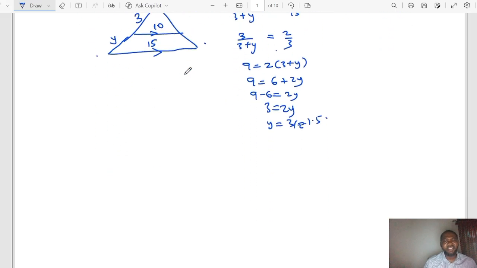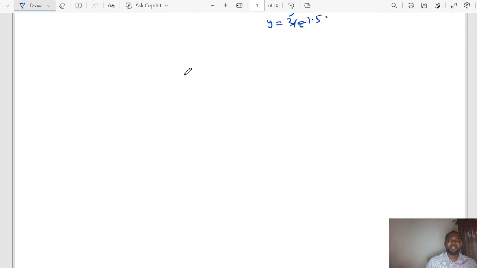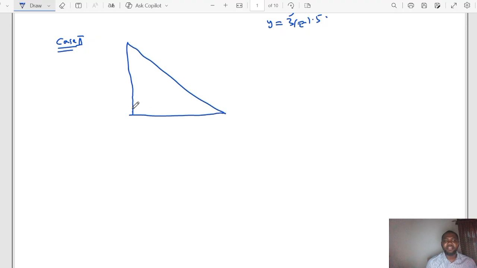Now the second case is similar to the first case. I'm going to call that case number 2. This one has to do with two right-angled triangles that are similar. So you see a shape like this, and you're told that this is a right angle, and you see a line parallel to this, and this is a right angle. Now, this is exactly the same thing we did before, but just that this time around, you are dealing with a right-angled triangle.